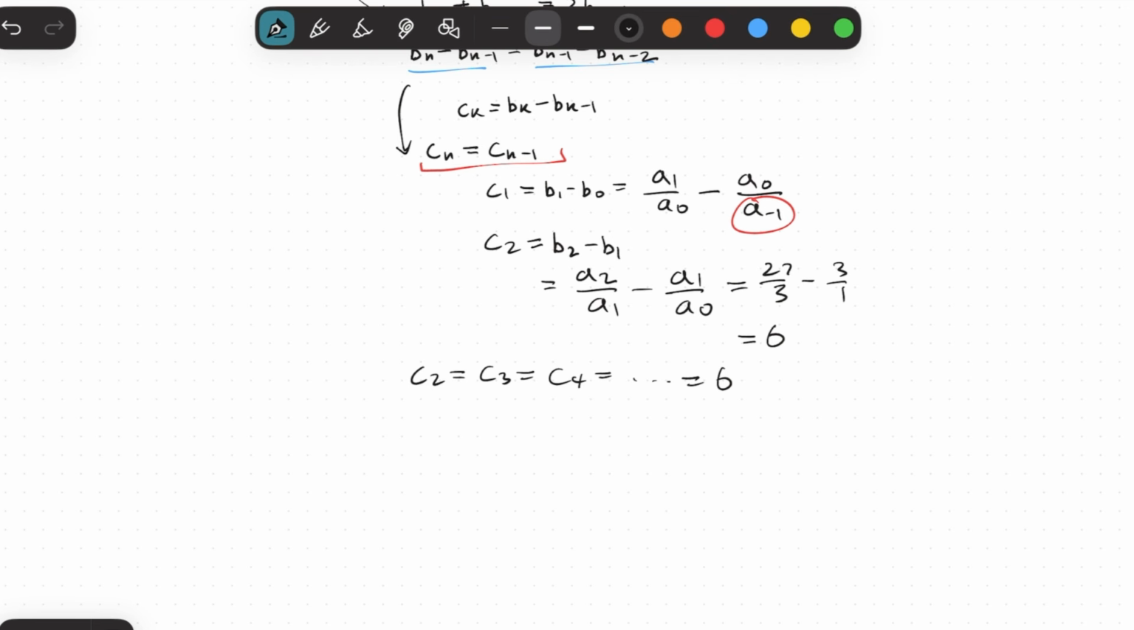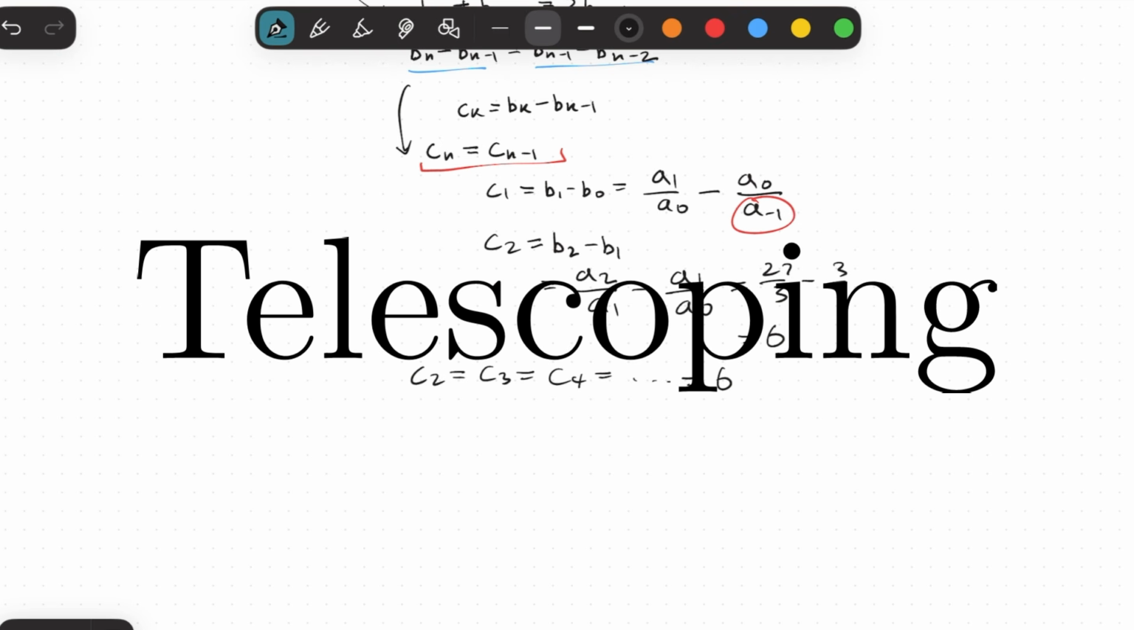Well, now is the time to introduce a pretty cool concept, and this is one of the key concepts that we will be taking a look at for this kind of problem. It is called telescoping.